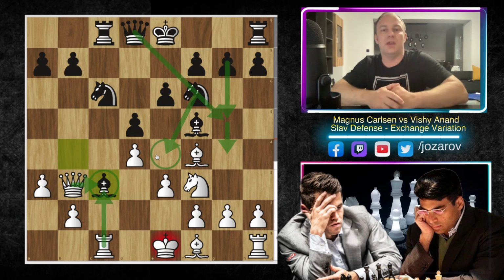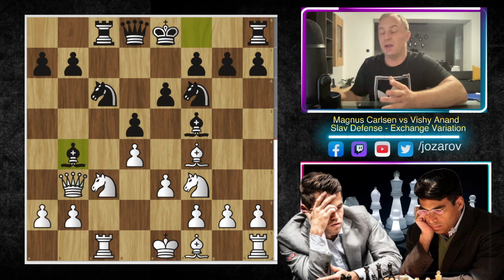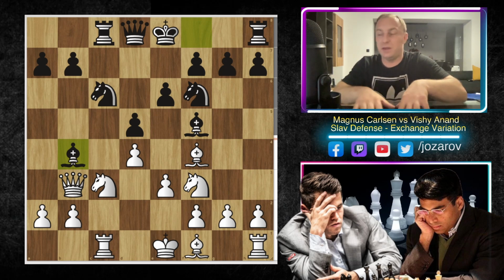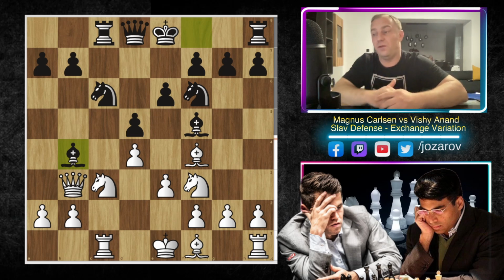Then I think black could again push through, could again get some activities against white's minor pieces, could get again some tempi against white's minor piece. So that's why a3 is not such a powerful idea. So I think this line is perfectly fine if your opponent is playing the exchange variation. You see, as I said, Vishy Anand is really the master of the exchange variation of the Slav defense.